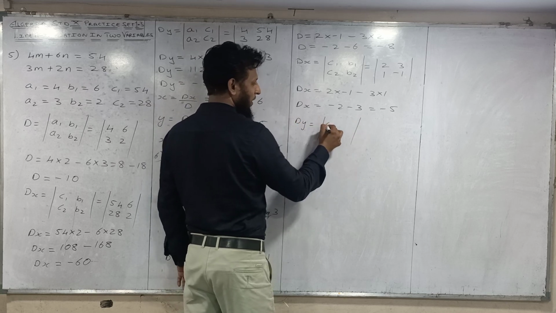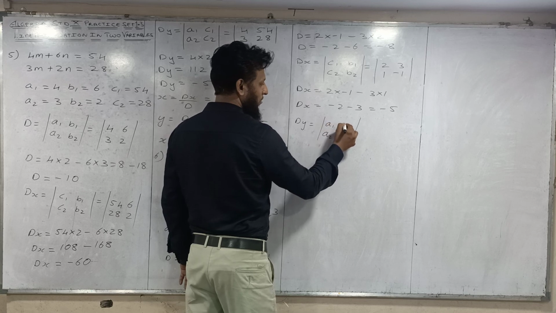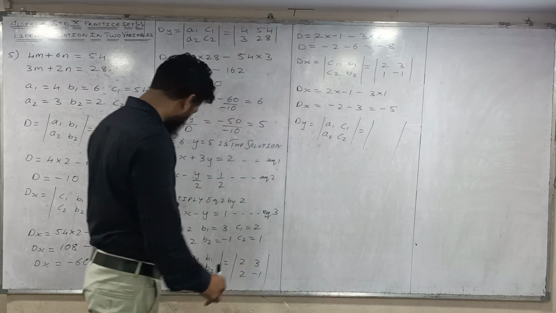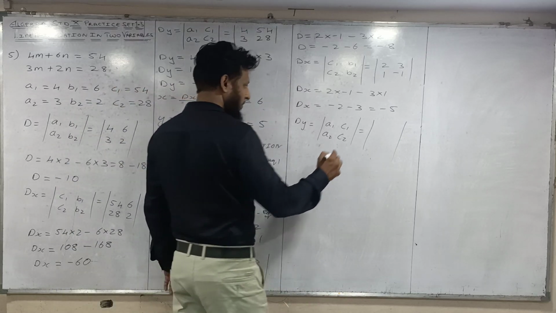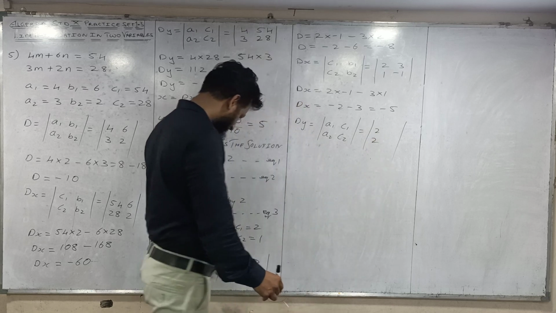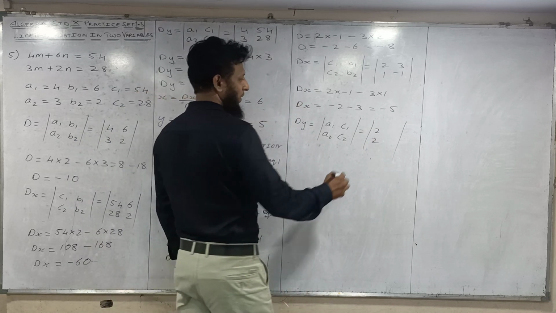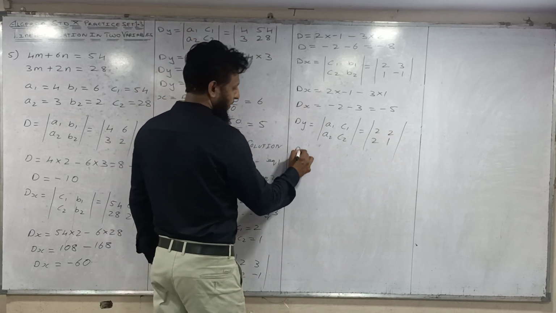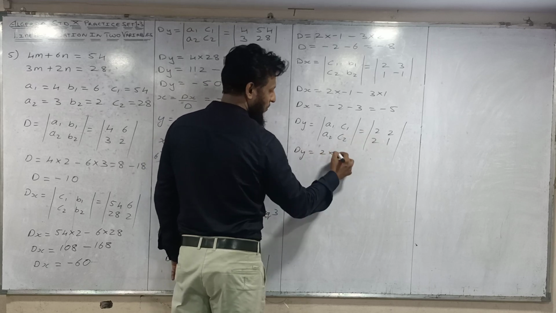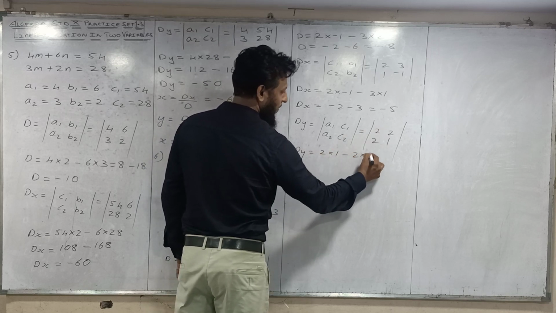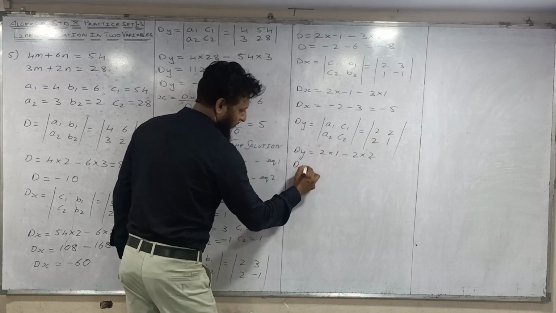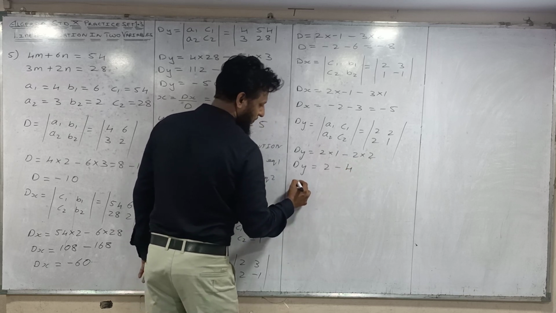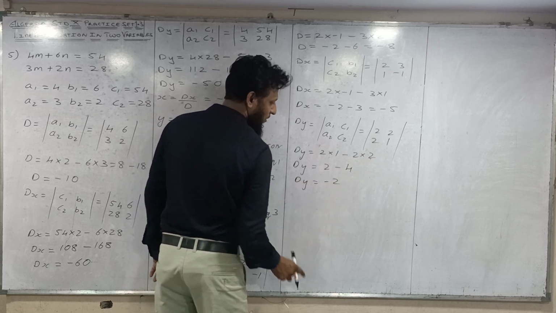Okay, so now determinant y. Write the formula a1 a2 c1 c2, then write the values a1 a2, 2 and 2, c1 c2, 2 and 1. Okay, so now determinant y is equal to 2 multiplied by 1, put minus sign, 2 multiplied by 2. Determinant y is equal to 2 ones are 2, 2 twos are 4, minus 4. So determinant y is equal to minus 2.